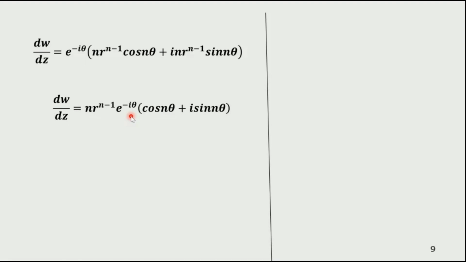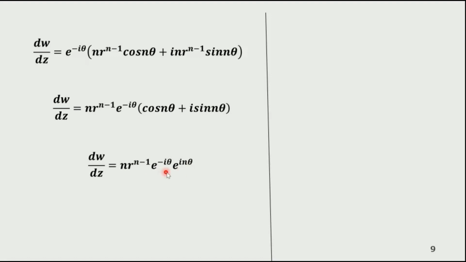तो पहले हम क्या करेंगे? cos n theta plus I sin n theta को e raised to में replace करेंगे. तो n r raised to n minus 1, all these are same. Cos n theta plus I sin n theta is e raised to I n theta.